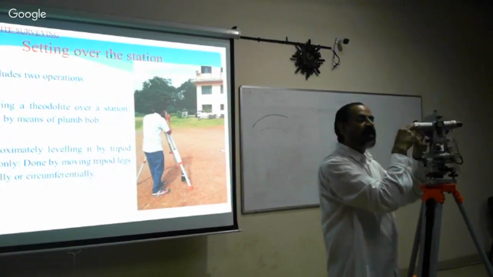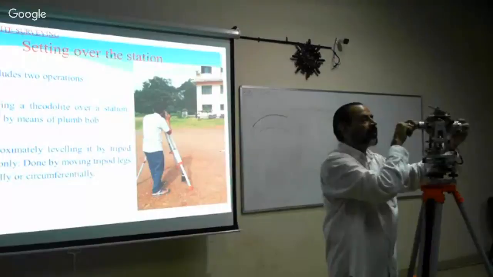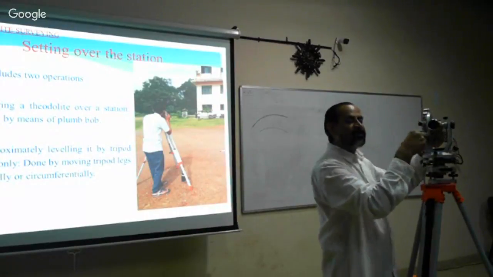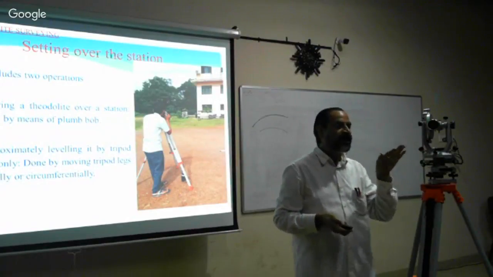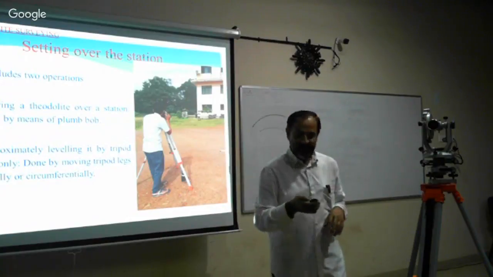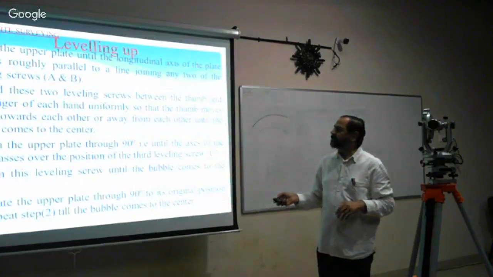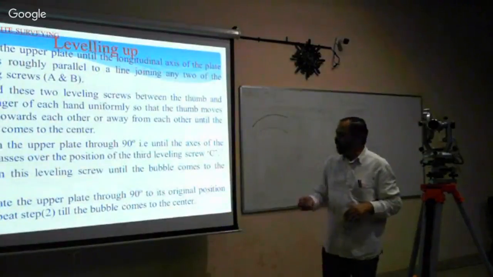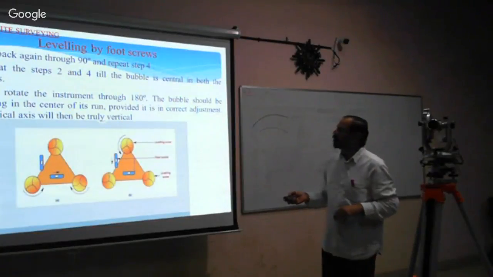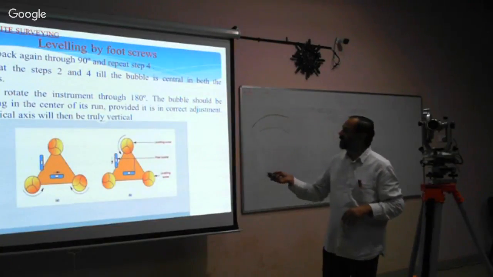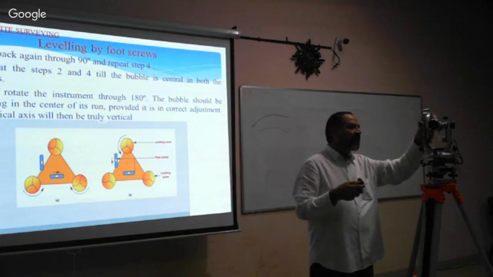Now repeat this until the bubble is at the center for all positions of the telescope. For all positions of the telescope, the bubble must be at the center. It means that the instrument is level. That is the procedure I explained. Repeat this a number of times until the bubble reaches the center.